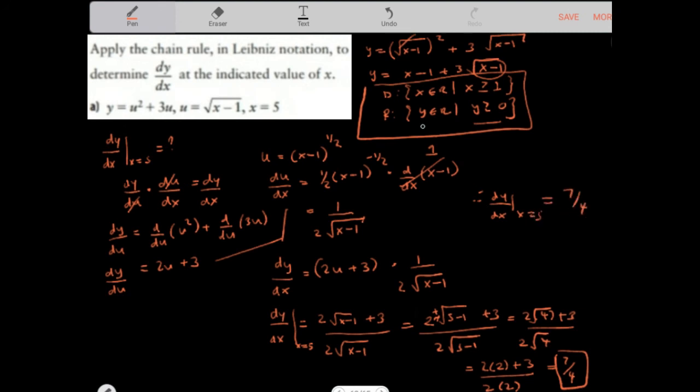Because of the restriction on the range and the restriction on the domain, y has to be greater or equal to 0 and x has to be greater or equal to 1. Because of that, you can only have the positive value of the square roots here. So that's our answer.